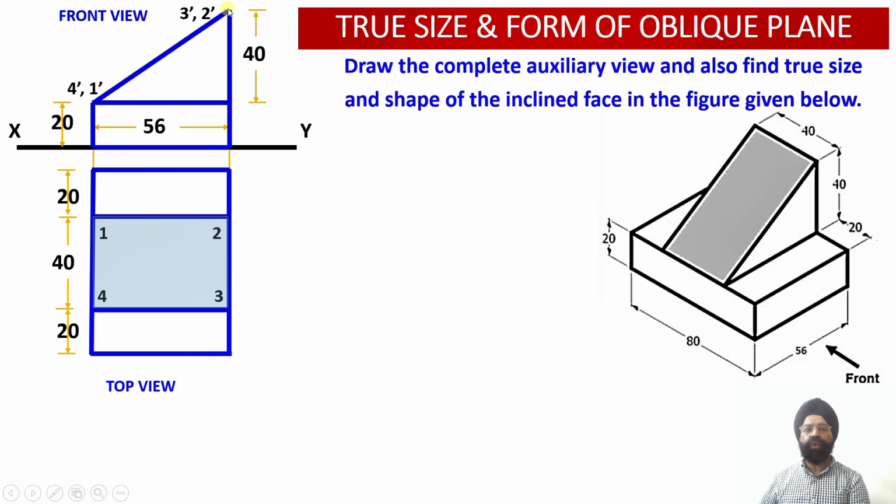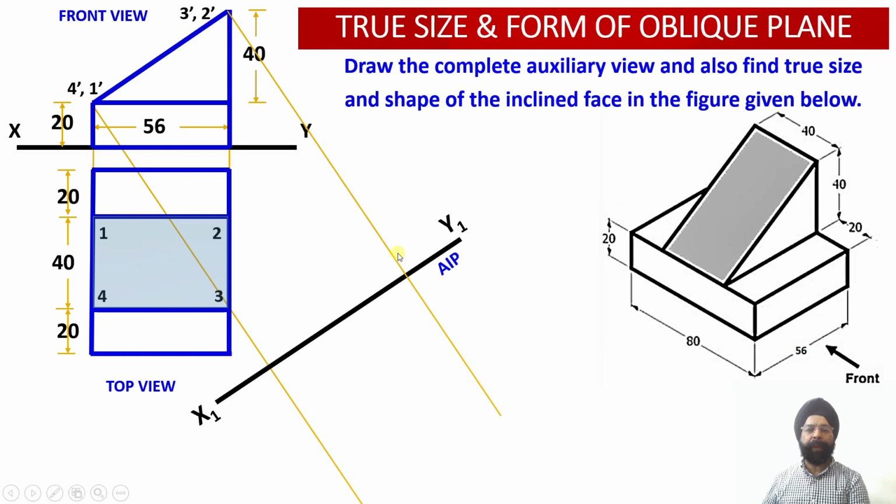Now we need to draw an auxiliary inclined plane which will be drawn parallel to this section surface, and this auxiliary inclined plane has been drawn over here. X1, Y1 is my auxiliary inclined plane. Now from these points over here which are appearing on the edge view, I have to draw the projector lines which will be perpendicular to the auxiliary inclined plane.